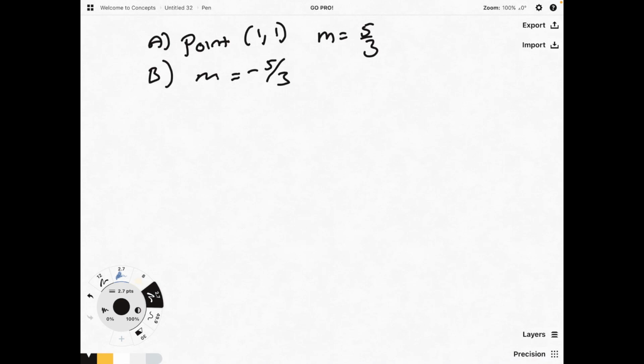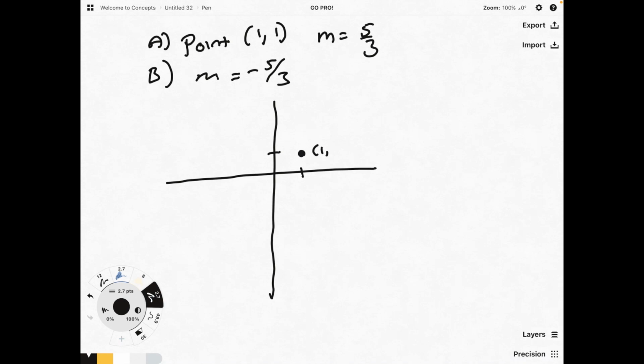Okay, so what we know here is we have the point and we have the slope, and what we've seen previously, we're able to sketch a line based off of that. Let's draw our graph, and we have the point 1, 1. The next piece of information that they give us is that the slope is equal to 5 over 3. And we know that the slope is equal to the change in y over the change in x. And what that tells us is that we need to go in the distance of y, and then after we do that, we need to go in the distance of x.